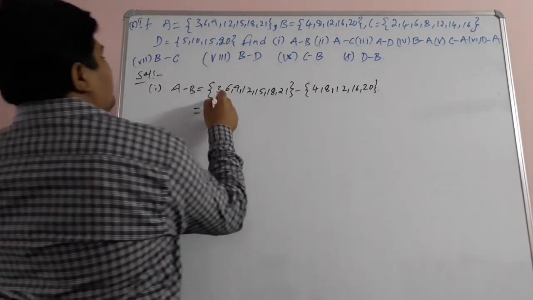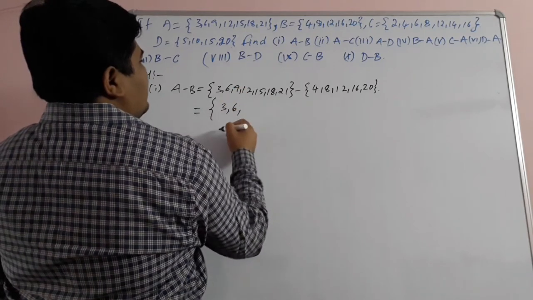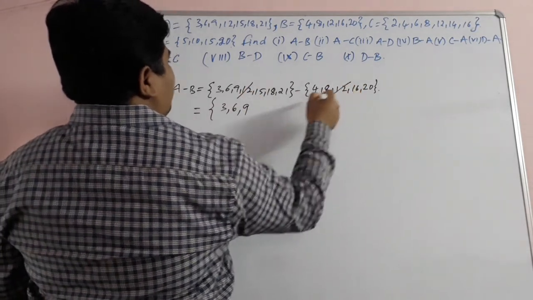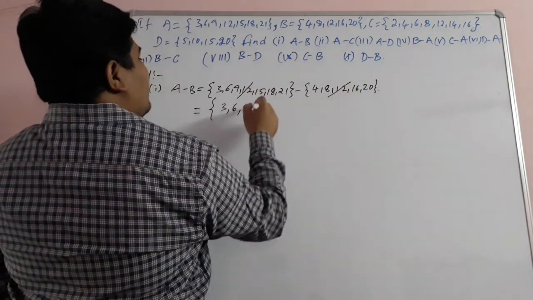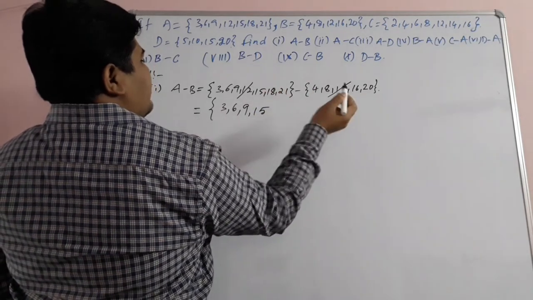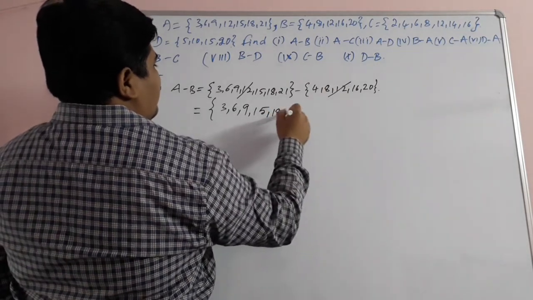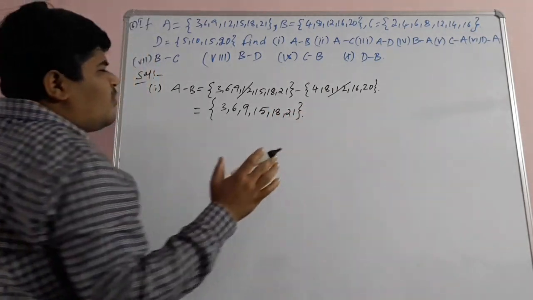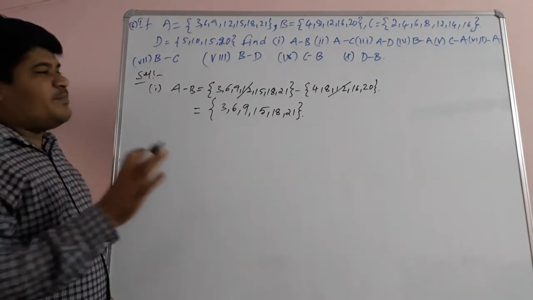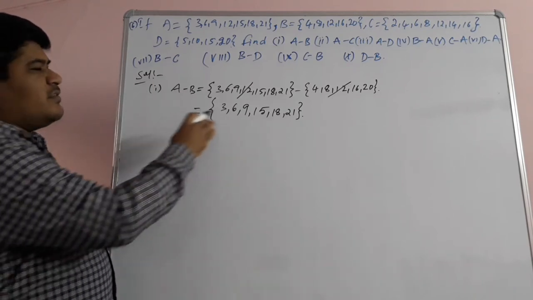So 3 is there in the first set, not in the second set, so you can take 3. 6 is there in the first set, not in the second set. 9 is there in the first set, not in the second set. 12 is there in the first set and the second set, children. That you should not take. 15 is there in the first set and not in the second set, we can take that. 18 is there in the first set, not in the second set, you can take 18. 21 is there in the first set and not in the second set, so you can take 21. So children, A minus B means elements should be there only in A. So 3, 6, 9, 15, 18, 21. A minus B, this is the answer.